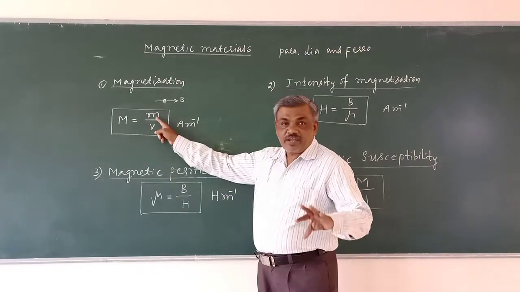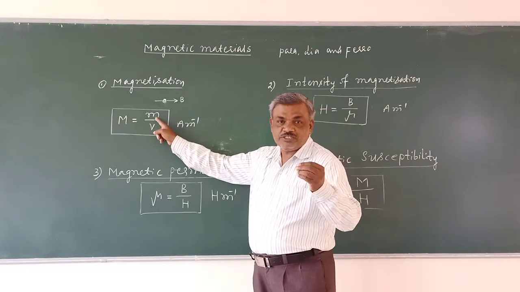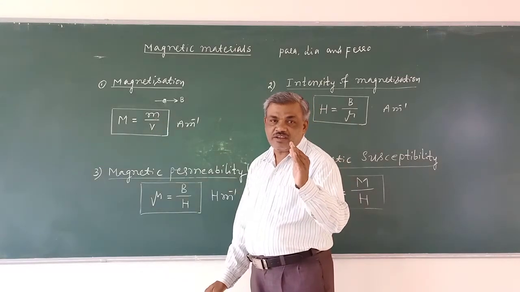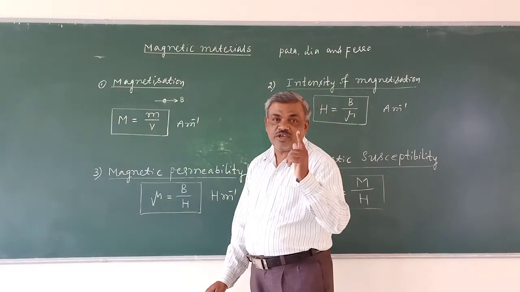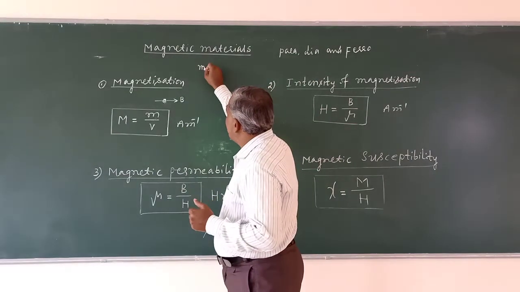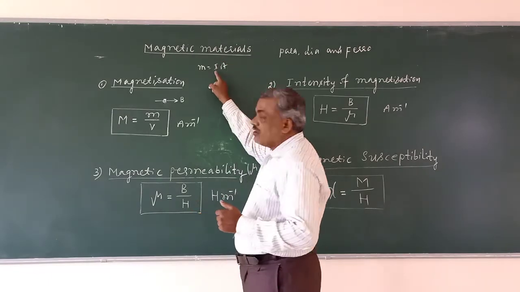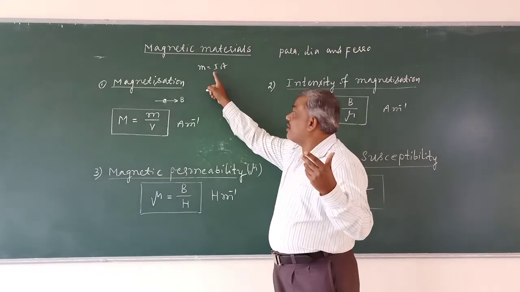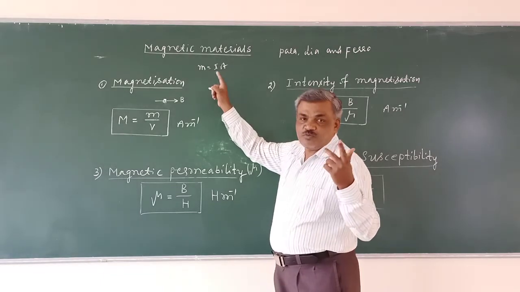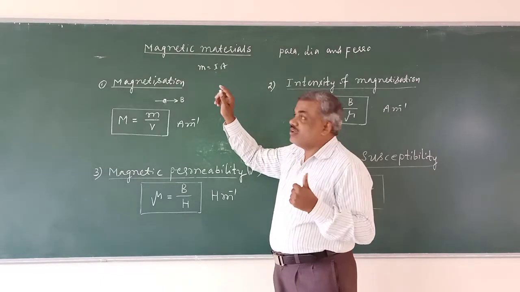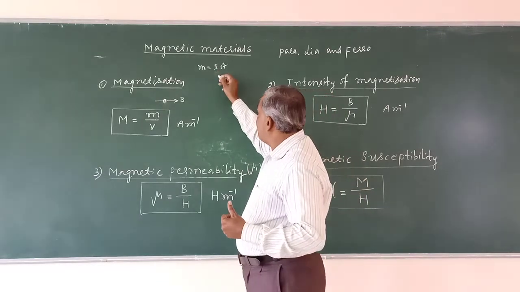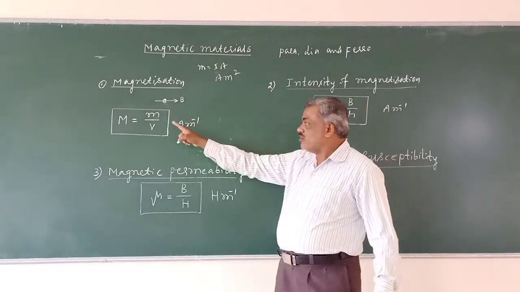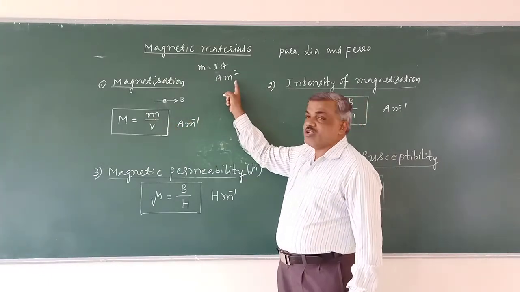Now m is a magnetic moment. The magnetic moment, as in your previous unit: you know that a current carrying loop acts as a magnetic dipole moment. Small m equals I into A. The product of the current flowing through the loop and the area of the loop is called the magnetic dipole moment. The unit of current is ampere, the unit of area is meter squared. So the unit of magnetic moment is ampere meter squared.